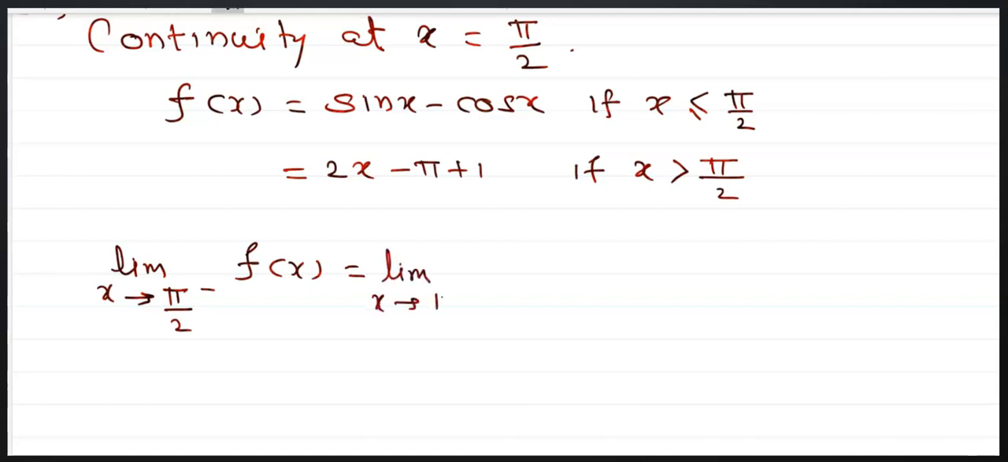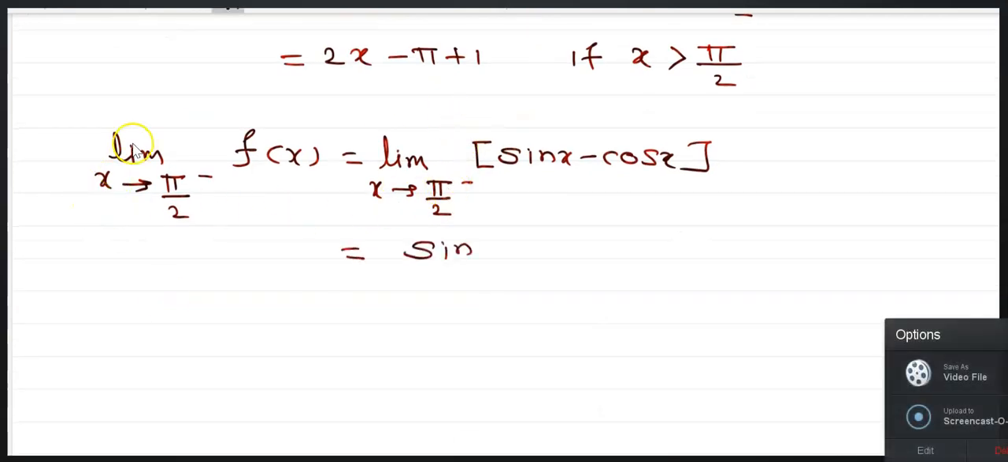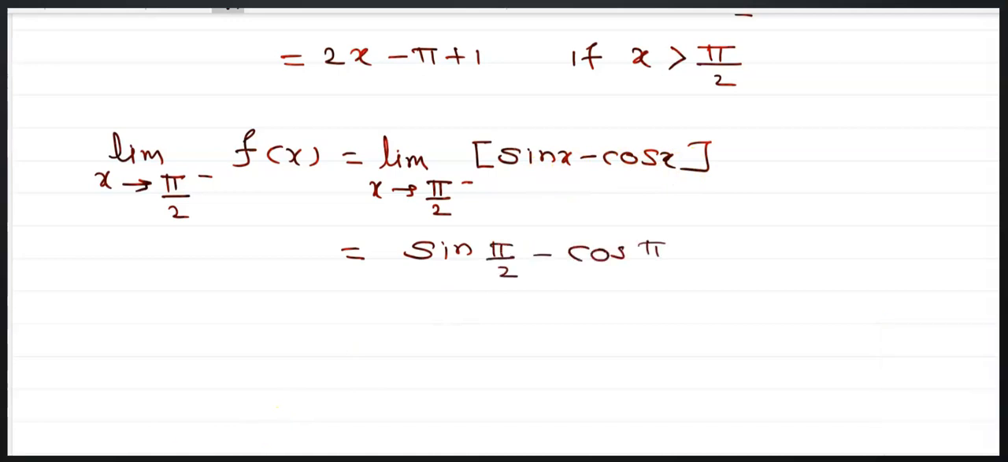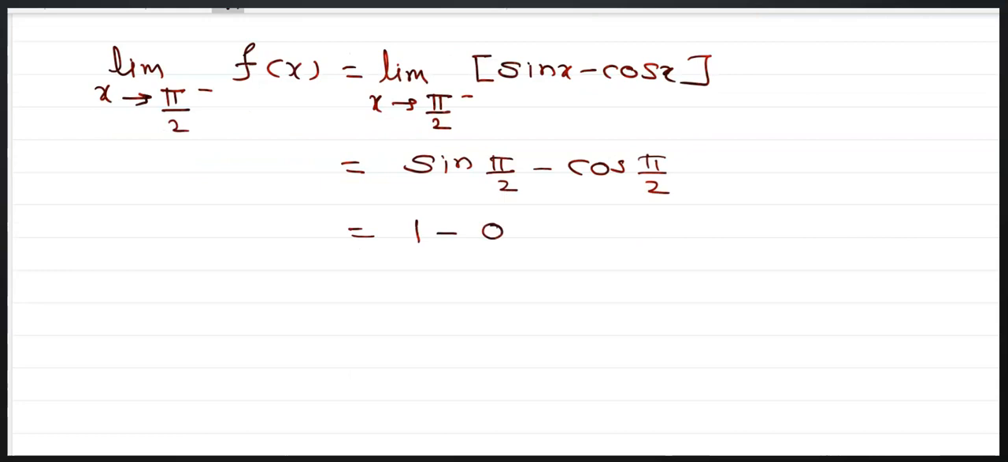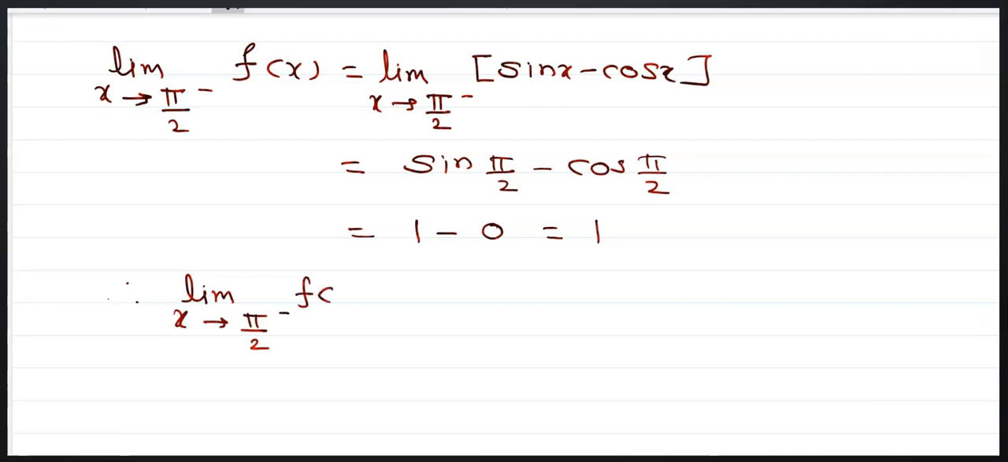The limit as x tends to pi by 2 of f of x, that is the left hand side limit, of sin x minus cos x. If we substitute x equal to pi by 2, then you will get 1 minus 0, since sin 90 is 1 and cos 90 is 0, that is equal to 1. Therefore, the left hand side limit is 1.